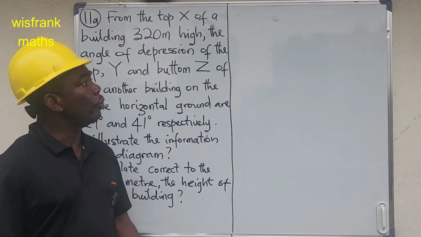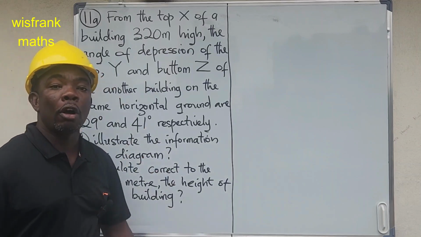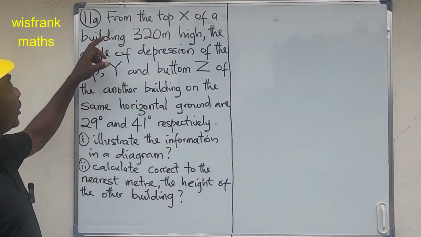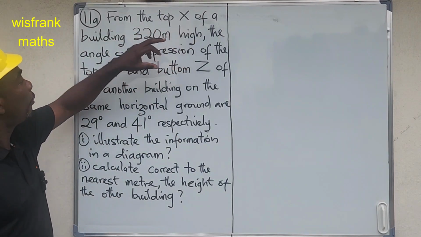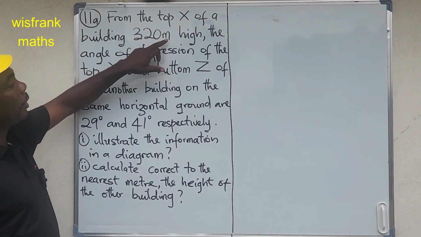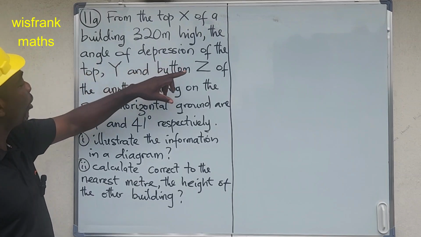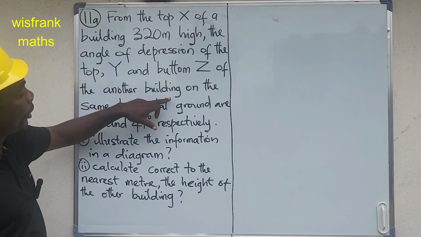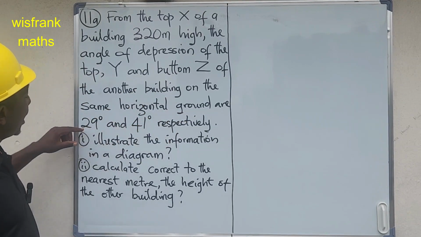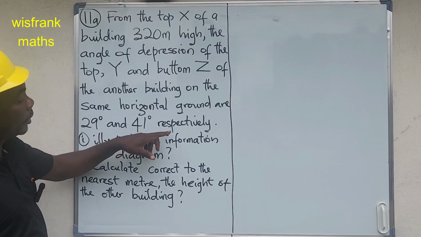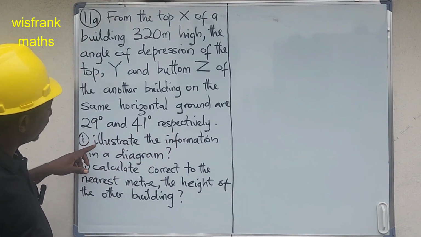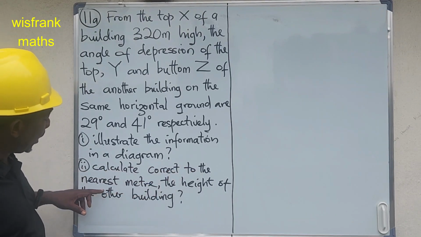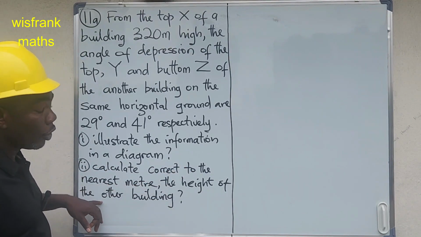Today we are looking at number 11 of the 2023 June YCC Core Mathematics examination, and it says: from the top X of a building 320 meters high, the angles of depression of the top Y and the bottom Z of another building on the same horizontal ground are 29 degrees and 41 degrees respectively. 1. Illustrate the information in a diagram. 2. Calculate, correct to the nearest meter, the height of the other building.